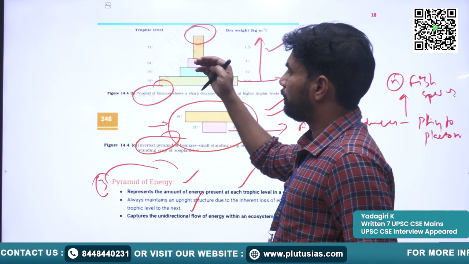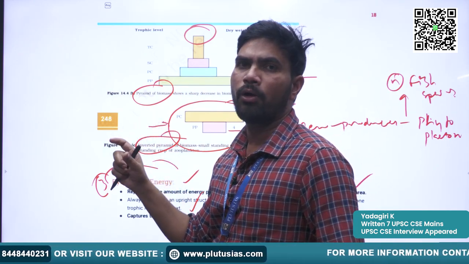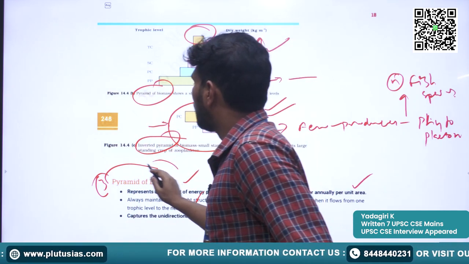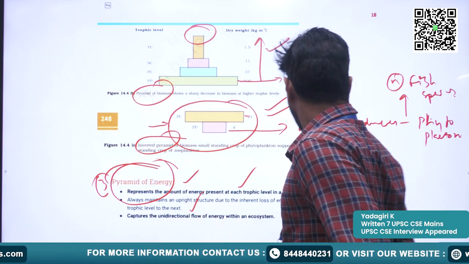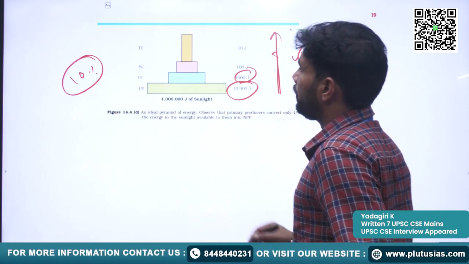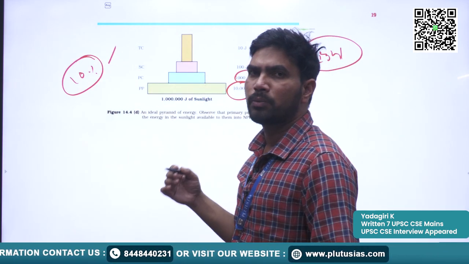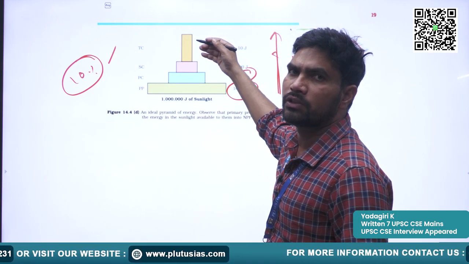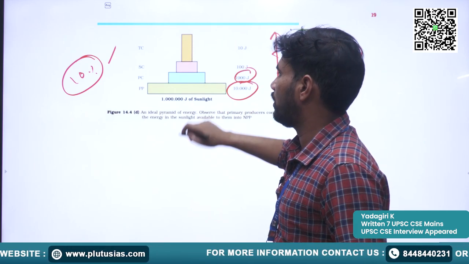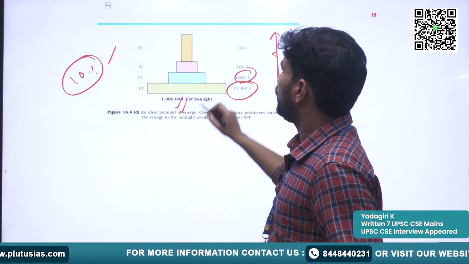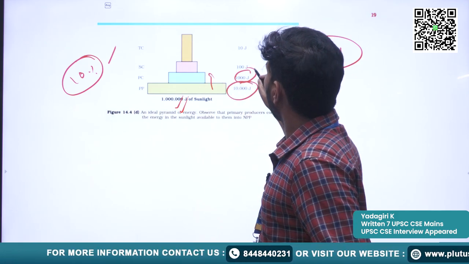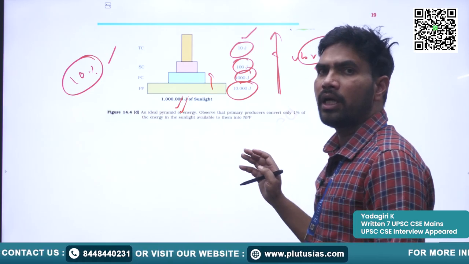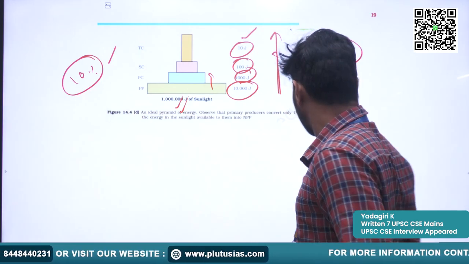See, both the pyramid of numbers and the pyramid of biomass can be either upright or inverted. However, the third, the pyramid of energy, will always be upright, because the 10% principle applies here. Only 10% of the existing energy will be transferred to the next trophic level. So this is the pyramid of energy. You can see at each level, only 10% of the energy is being transferred. Right. This is about the flow of energy and the pyramid levels.